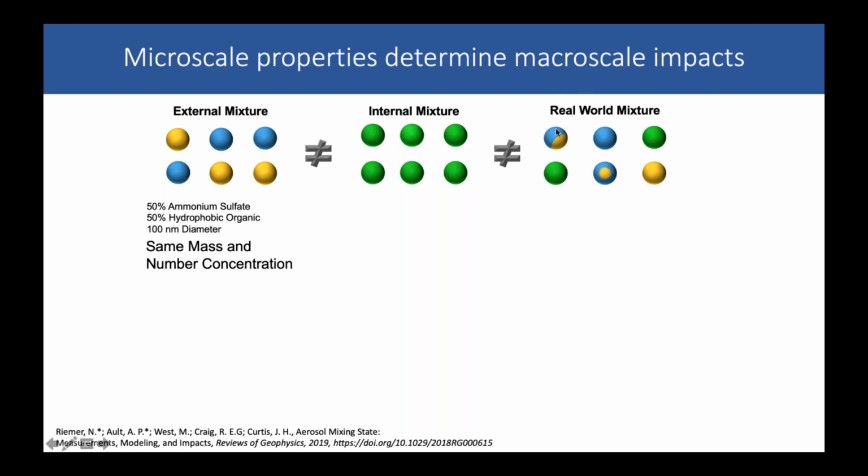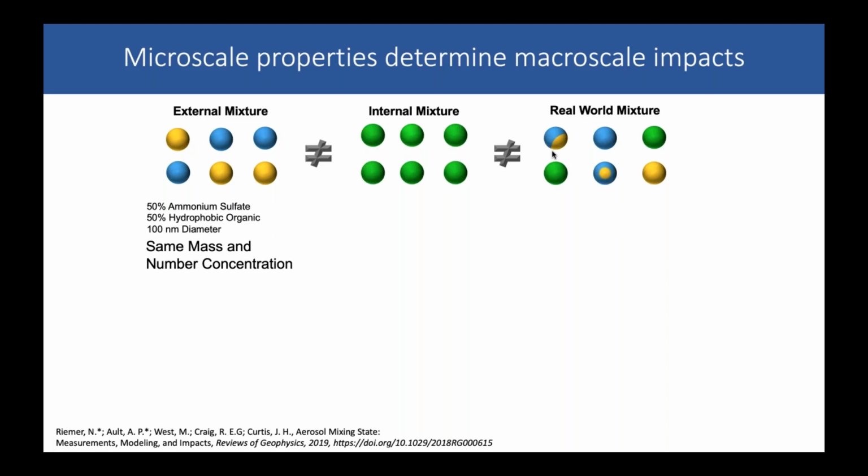So when we look over here on the right, we can see things like a particle that has an ammonium sulfate core with a hydrophobic organic coating. We can see things where there's homogeneous mixing within a single particle, or we can have more complex structures like what we would call a partially engulfed particle up here in the upper left.